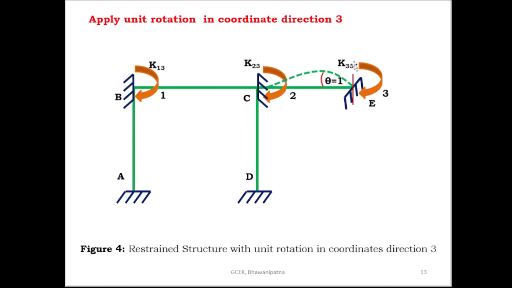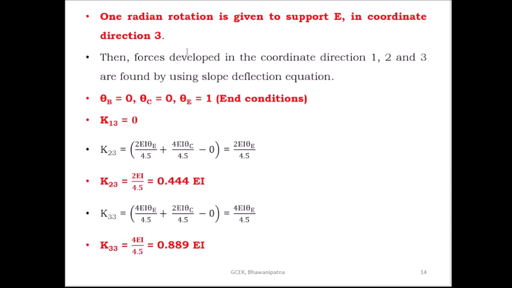So this is the coordinate direction 3. So here you apply the unit rotation. You have to make this support unrestrained and all other supports restrained, and you have to apply the unit rotation at coordinate direction 3. So here you have to apply theta is equal to 1 and other supports are fixed. Theta C is equal to 0, theta B is equal to 0, theta D is equal to 0 and theta A is equal to 0. Only theta is equal to 1 at support E. 1 radian rotation is given to support E in coordinate direction 3.